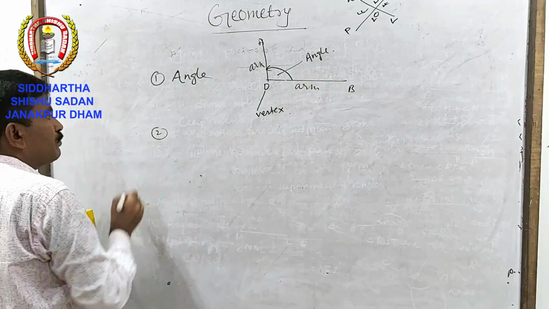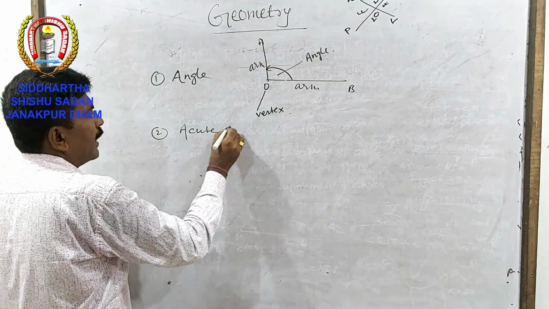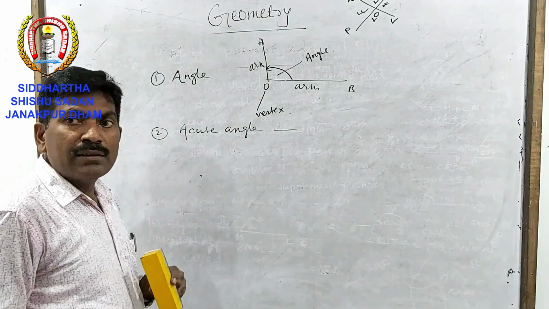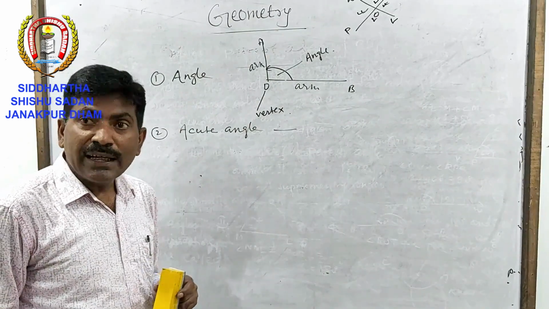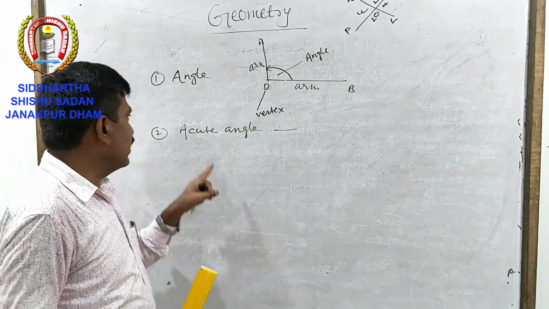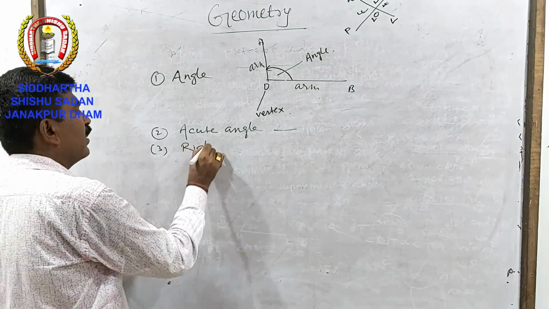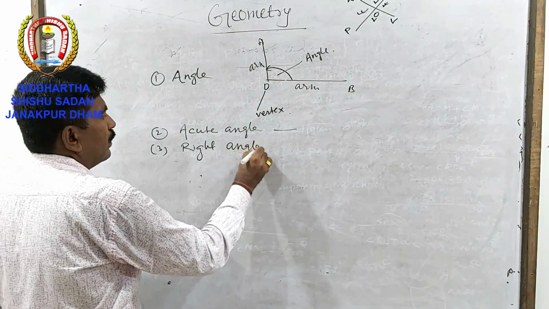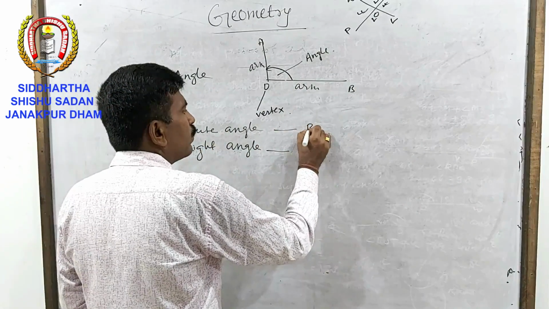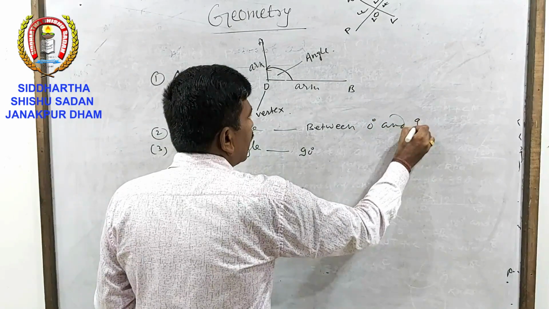Number 2 we have learned types of angle. We have learned about the acute angle. Acute angle, you know that greater than 0 degree and less than 90 degree. Number 3 we have learned right angle. Right angle means angle of 90 degree. Acute angle means between what we have learned? Between 0 degree and 90 degree.